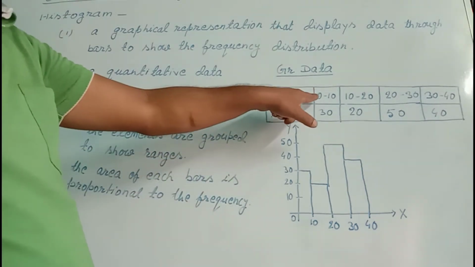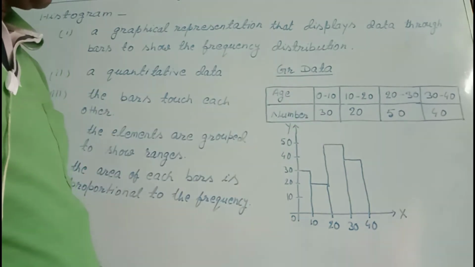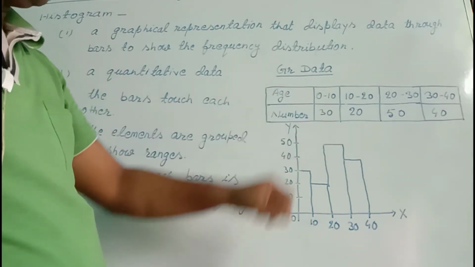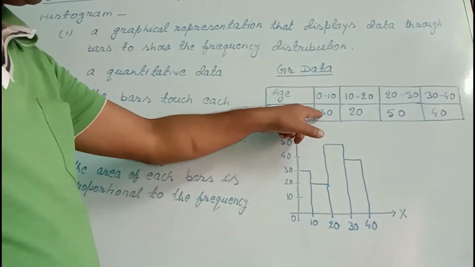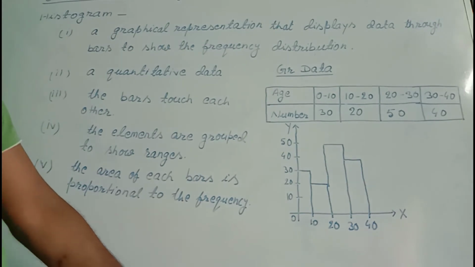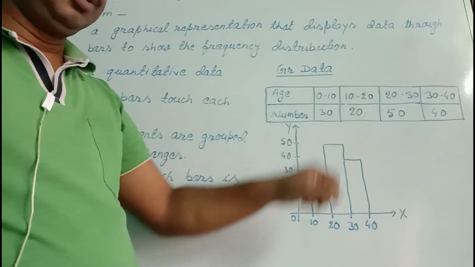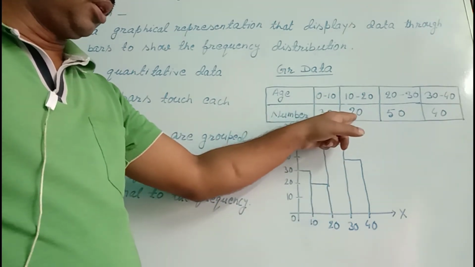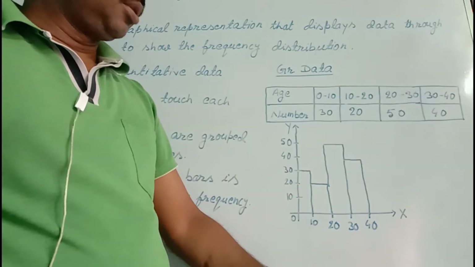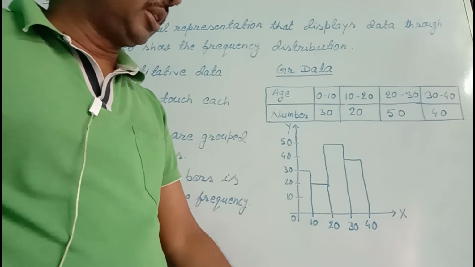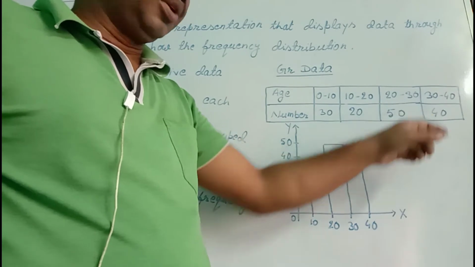So these ranges of age show the frequency. 30 is the frequency for 0 to 10, meaning between 0 to 10 age, 30 members went for the tour. Similarly, between age 10 and 20, 20 members went for a tour. Between 20 and 30 years, 50 people went. And between 30 and 40, 40 people went for the tour.